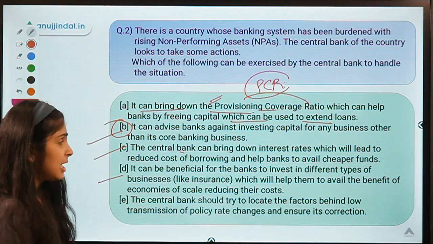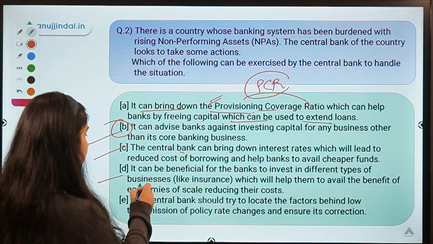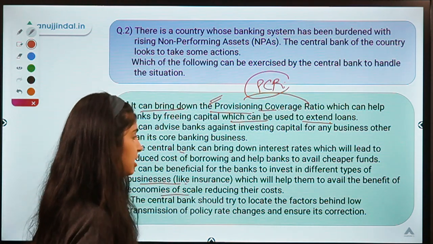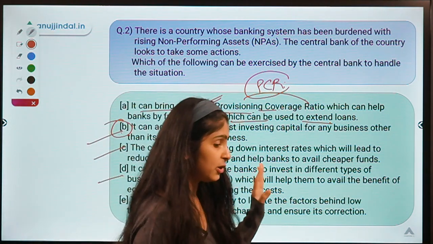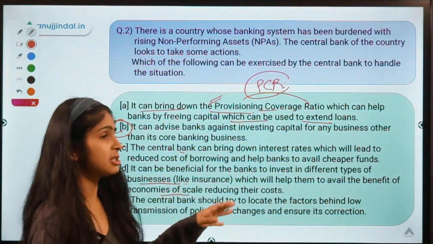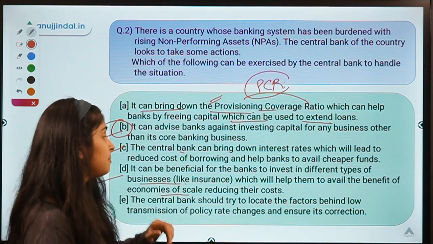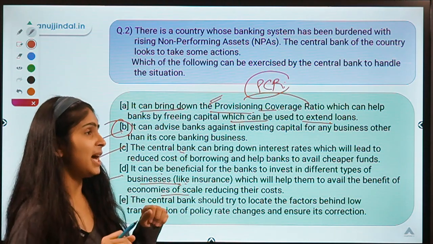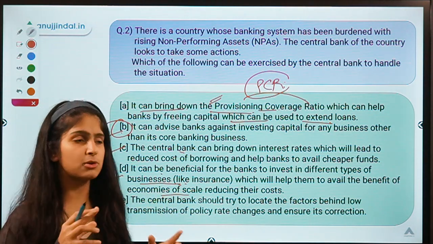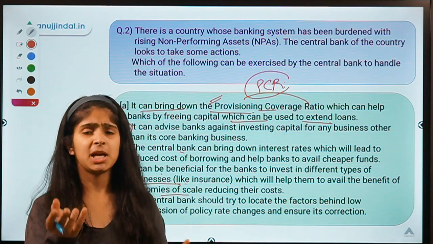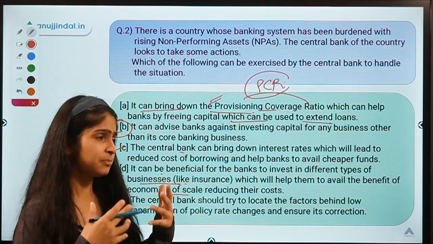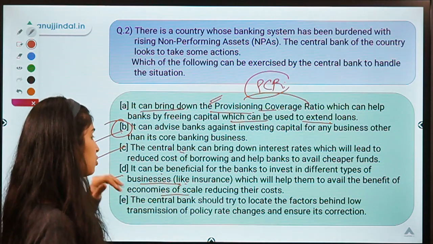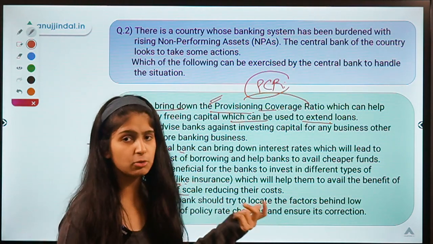After that, it can be beneficial for banks to invest in different types of businesses like insurance, which will help them to avail the benefit of economies of scale, reducing their costs. Here a bank which is already looking at some losses is going to invest in something really different from its core business. So it is going to make things more complex, and it is going to involve risk also, because a bank is going to enter some new industry, let's say insurance, investment banking, or some different type of banking services in which it does not have experience. So increasing risk is not a very good option here.